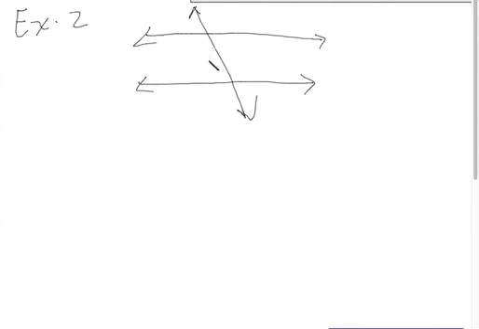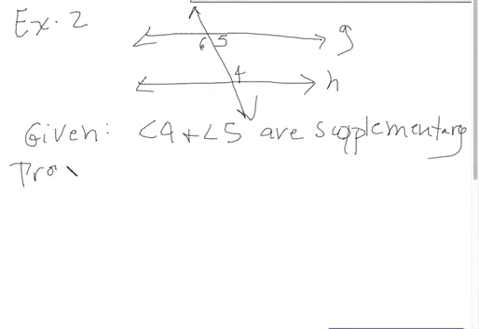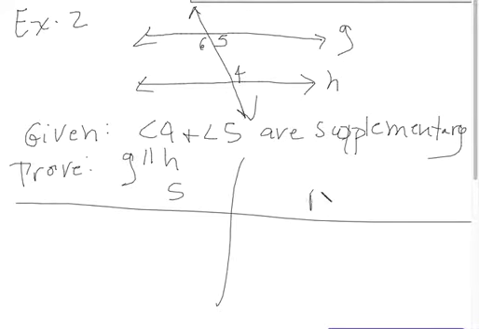Okay, this is line G. This is line H. You're given that angle 4 and angle 5 are supplementary. So we're saying if they're supplementary, then the lines are parallel. And we're going to prove that line G is parallel to line H. Statements, reasons. 1, given.